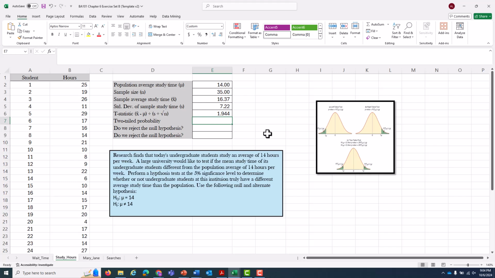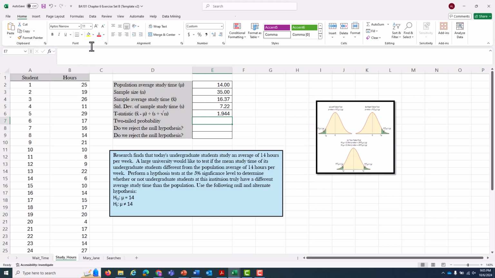1.944. And now I need to figure out what type of probability I'm looking for. So again, we have our handy dandy little chart over here that tells us if we're a left-tailed test, a right-tailed test, or a two-tailed test. Left-tailed test would be if our alternate hypothesis is that it is less than the status quo, the accepted population average. That's not what we're testing for right here. A right-tailed test would be, in this case, the mean study time is greater than the status quo of 14. That's not what we're looking for either. What we're looking for here is that it's just not 14. It can be high or low. We don't care as long as it's not exactly equal to 14, and that is a two-tailed test.